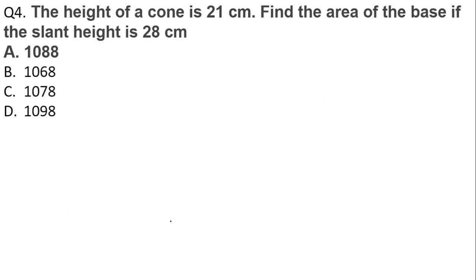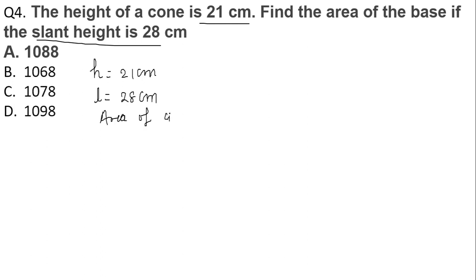The height of the cone is equal to 21 centimeter. Find the area of the base if the slant height mentioned is equal to 28 centimeter. Now they have given us the height. Height is equal to what? 21 centimeter. Whenever they mention height over there, you have to understand it as the vertical height. So here the height of the cone is 21 centimeter, and the slant height, that is L, is equal to 28 centimeter. Now they're asking us to find the area of the base.